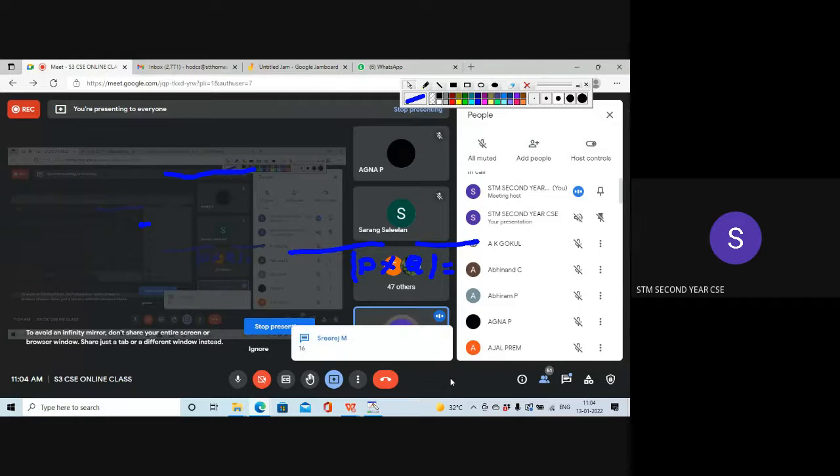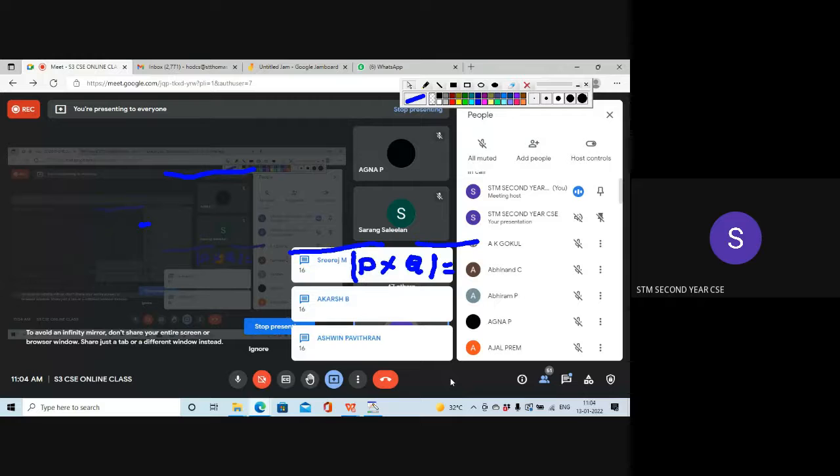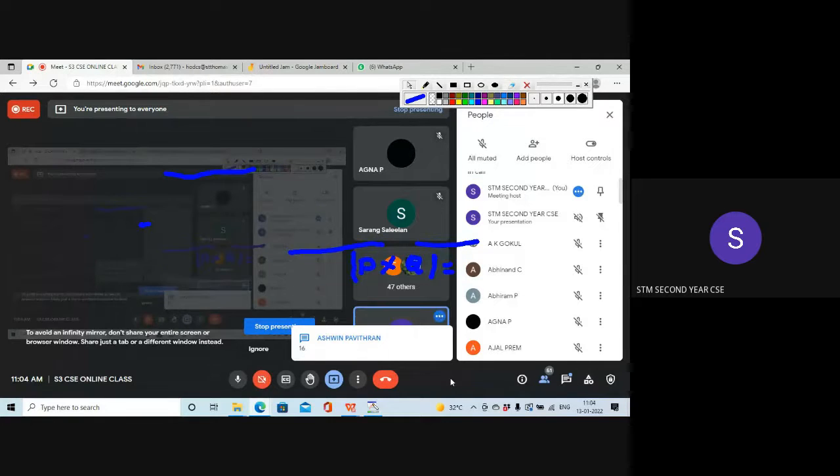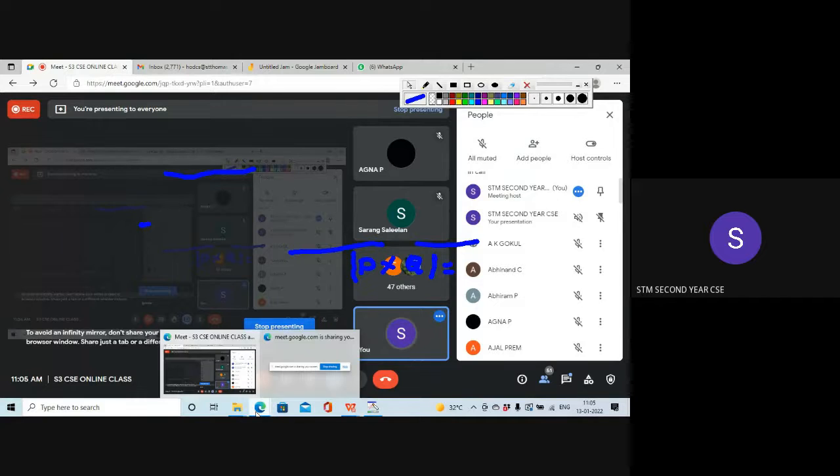No one knows? 16. Yes, Reval, 16. Why? Akash, Ashwin. Why 16? We have 4 elements in the first set and 4 elements in the second set. So if the first set has m elements and the second set has n elements, then the cross product of these two sets will have mn elements. So here 4 into 4, we have 16 elements in the cross product, isn't it?